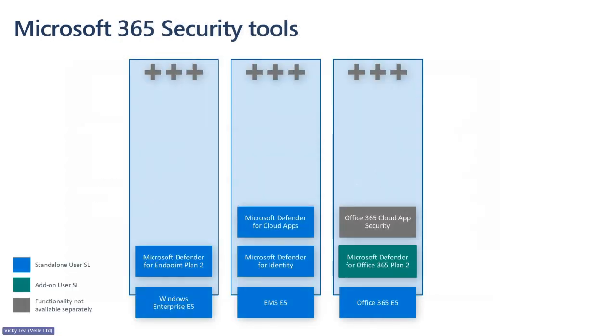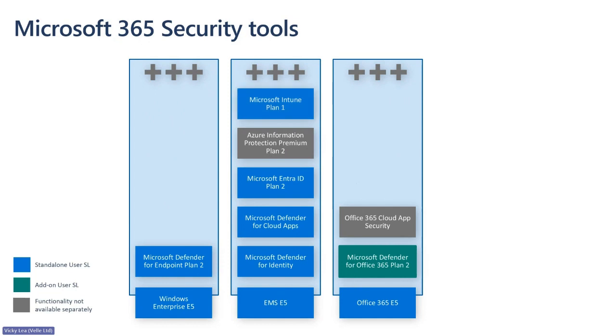So if we look at how these fit in our picture, all of those three elements, Entra ID Plan 2, Azure Information Protection Premium Plan 2, not available as a separate license, but it's part of EMS E5, as is Intune Plan 1. So if you looked at that EMS column, you'll be going, all right, I could just buy EMS E3, I could buy E3 and add some extra elements, or if I bought EMS E5, I would have all of those bits.